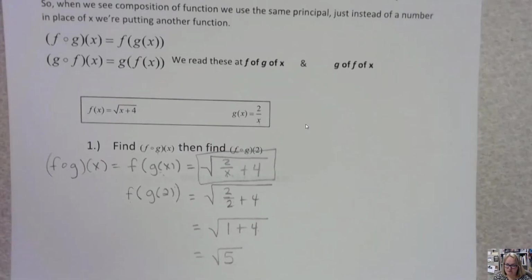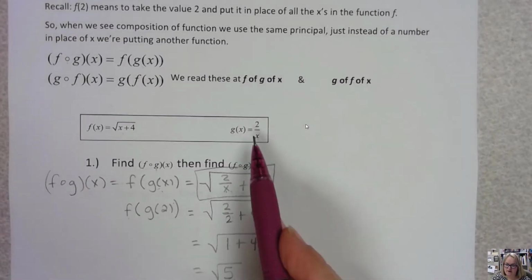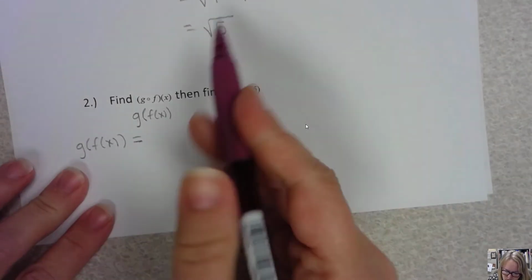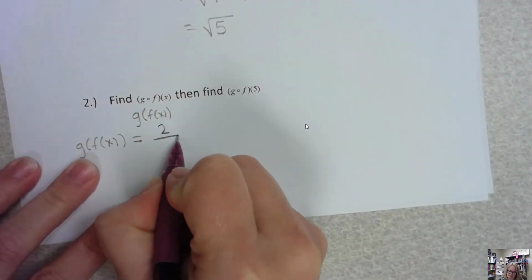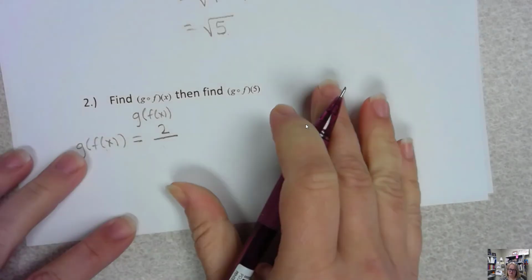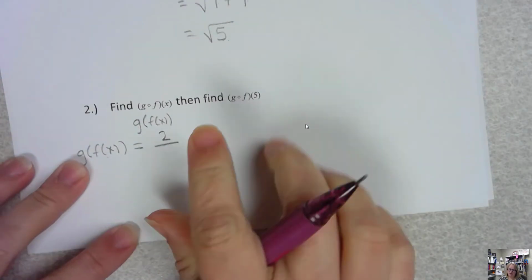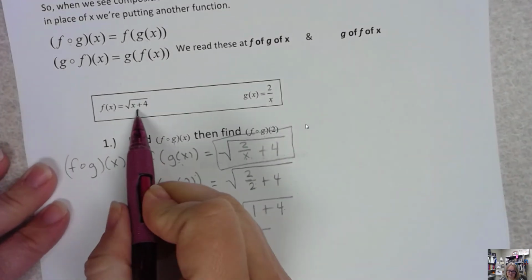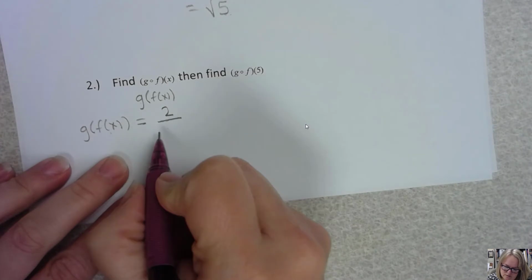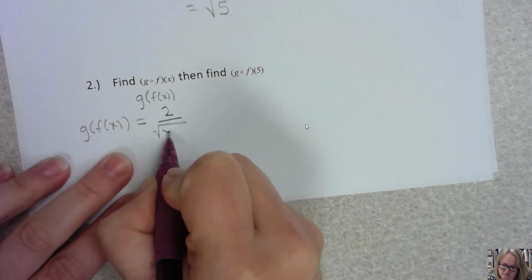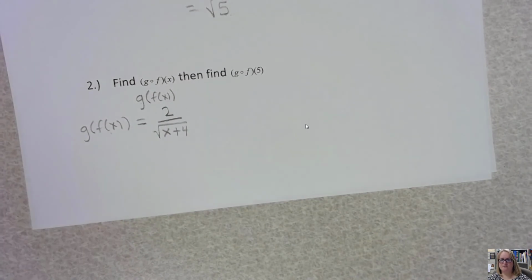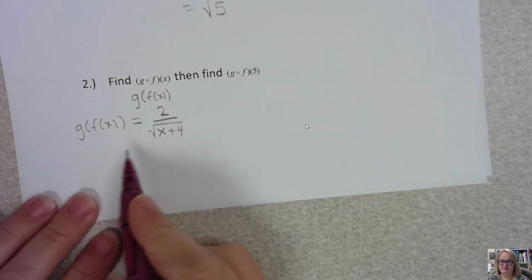So remember, g is 2 over x. So we're going to write that down first. 2 over, but in place of x, I want to put f of x. So instead of writing the x there, I'm going to come up here and get what f of x is, which is the square root of x plus 4. So 2 over the square root of x plus 4. And that would be the function g of f of x.